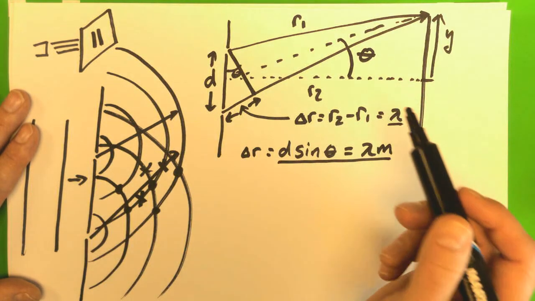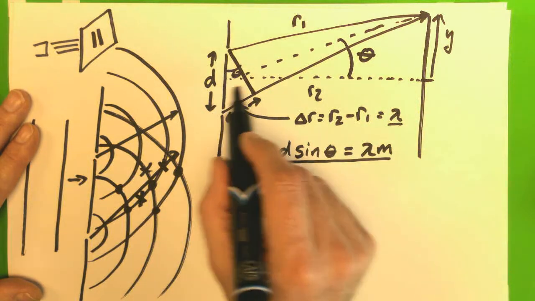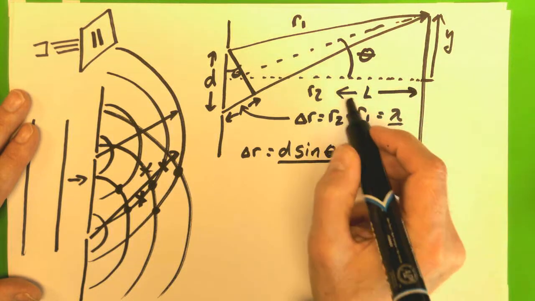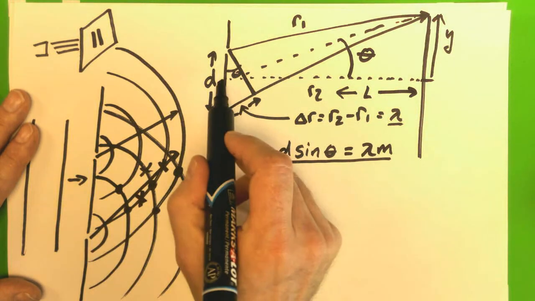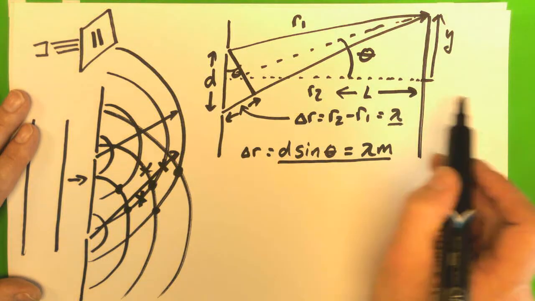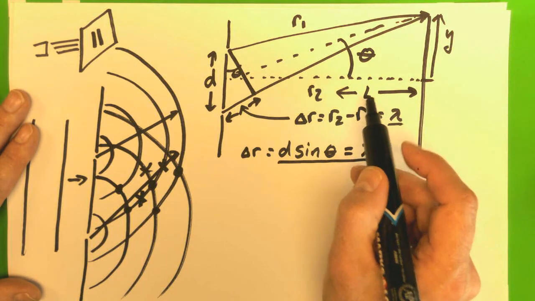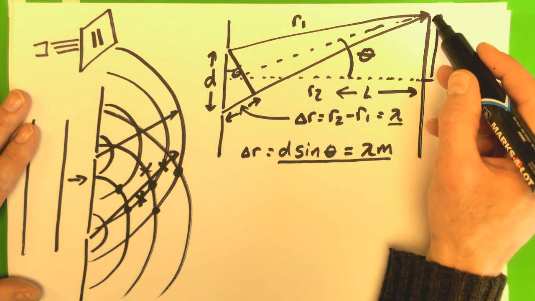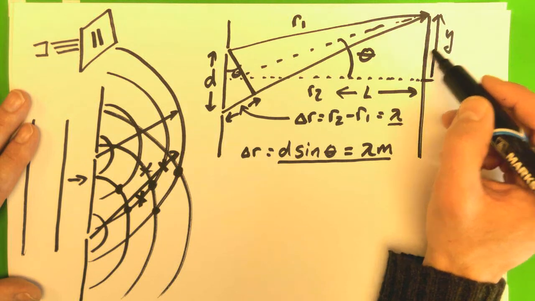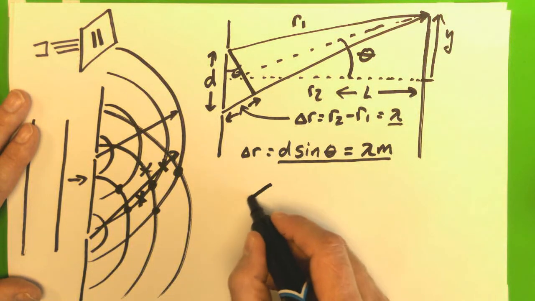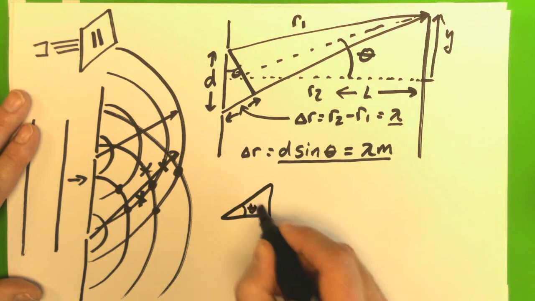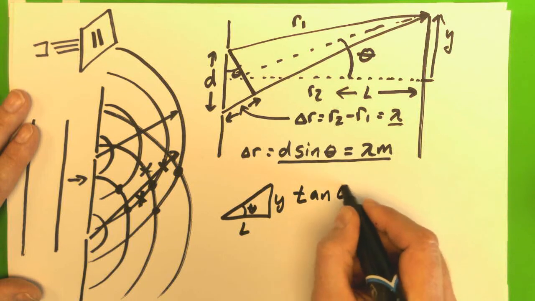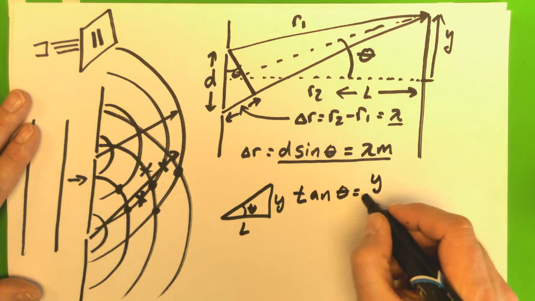Well, something I can control is how far apart these are. So this distance from the slits to the wall is L. And then lastly, I can measure this. I can see where straight ahead is, and then I can measure up to where this bright spot is, and so I know Y. Well, looking at that triangle, I'll redraw it here. I have that theta, L, and Y, and I've got tangent of theta equals opposite, or Y, over L.